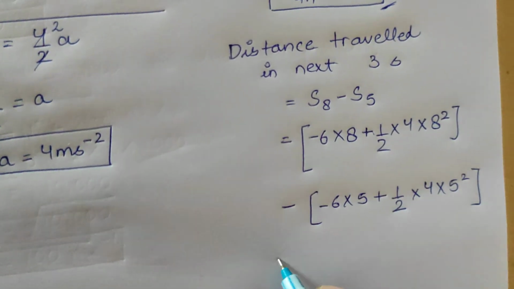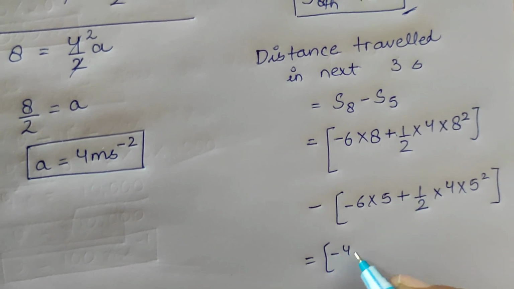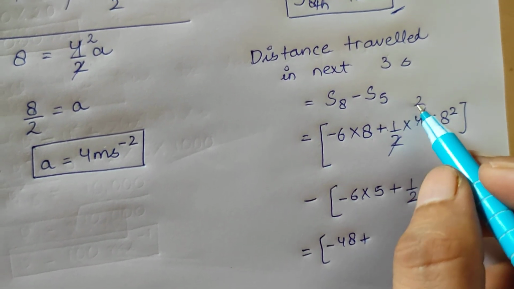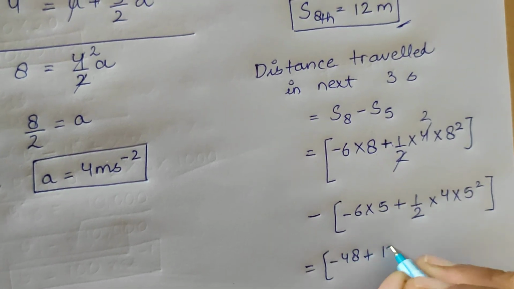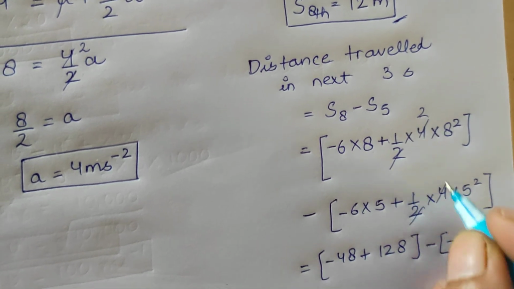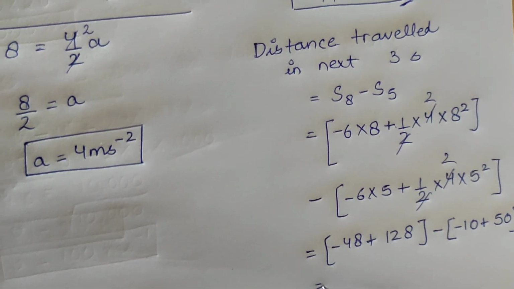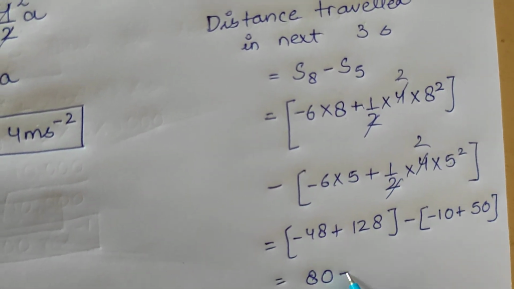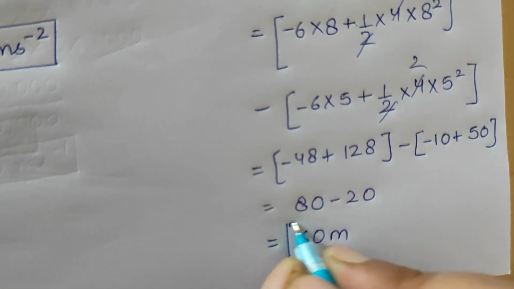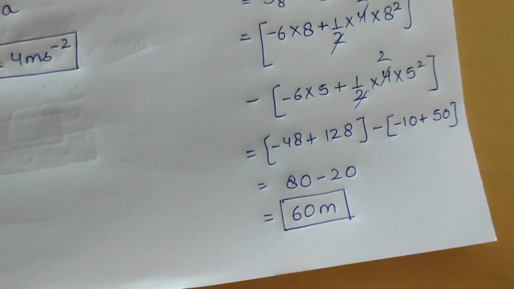Solving this, what we will get? 6 8s are 48, minus 48 plus this 2 will cancel this 2, 8 8s are 64, 64 into 2 will give us 128. Minus of minus 10 plus again 5 5s are 25, 25 2s are 50. So we are left with, when you solve it, you will get 80 minus 20 and finally you will get 60 meter. So it is the distance traveled in the next 3 seconds. It is equal to 60 meter.